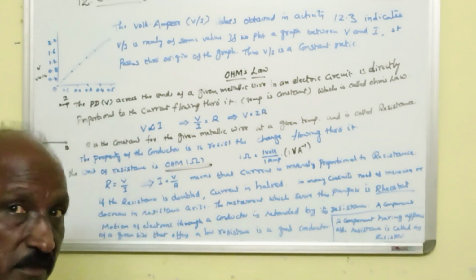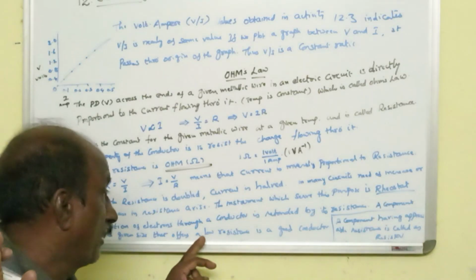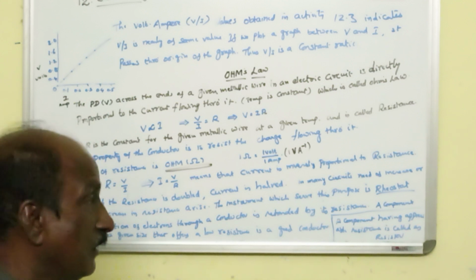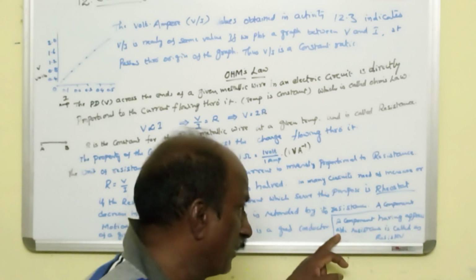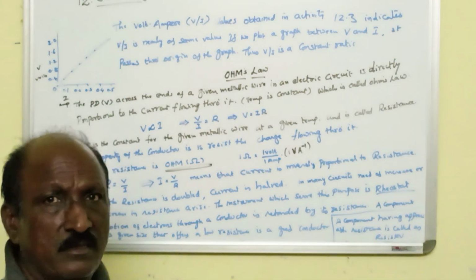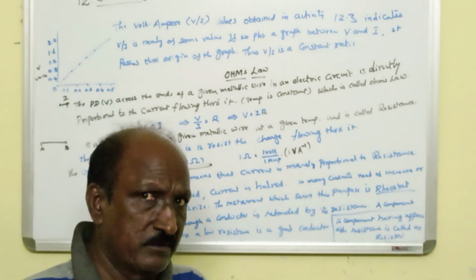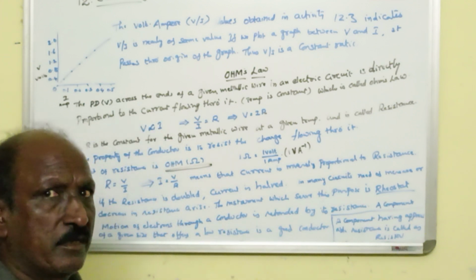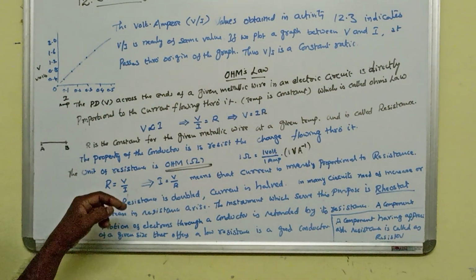That is the difference. A component of low resistance is a good conductor. Here I mentioned clearly, a component having appreciable resistance is called a resistor. If a component has appreciable resistance, then it is termed a resistor. These are the important concepts to be remembered while advancing into the next stage.